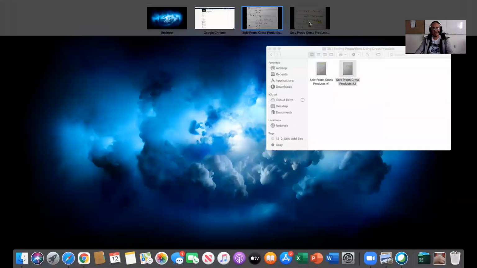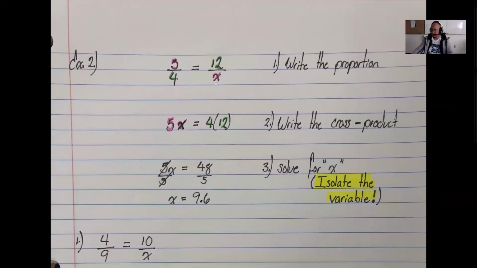All right, and we're going to see that with another example, which is over here. And so I want you to write this down as well. It looks very similar, but it is indeed a different example. We have 5 over 4, the same fraction that we had in the other one, is equal to 12 over a certain variable x. This time instead of a 10, we have a 12.